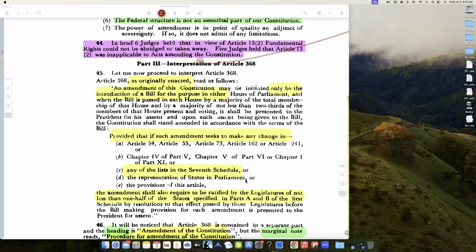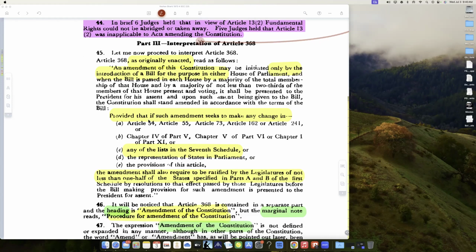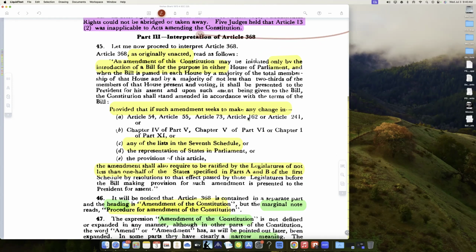Now there are certain bills which can be passed by majority, and then there are certain which would require ratification of the state. Where is it provided? We'll see that. Article 54, 55, 73, 162, 241 are the ones that would require ratification by the state. Then chapter 4, this would be judiciary. High Court and Supreme Court are included, not the subordinate judiciary.